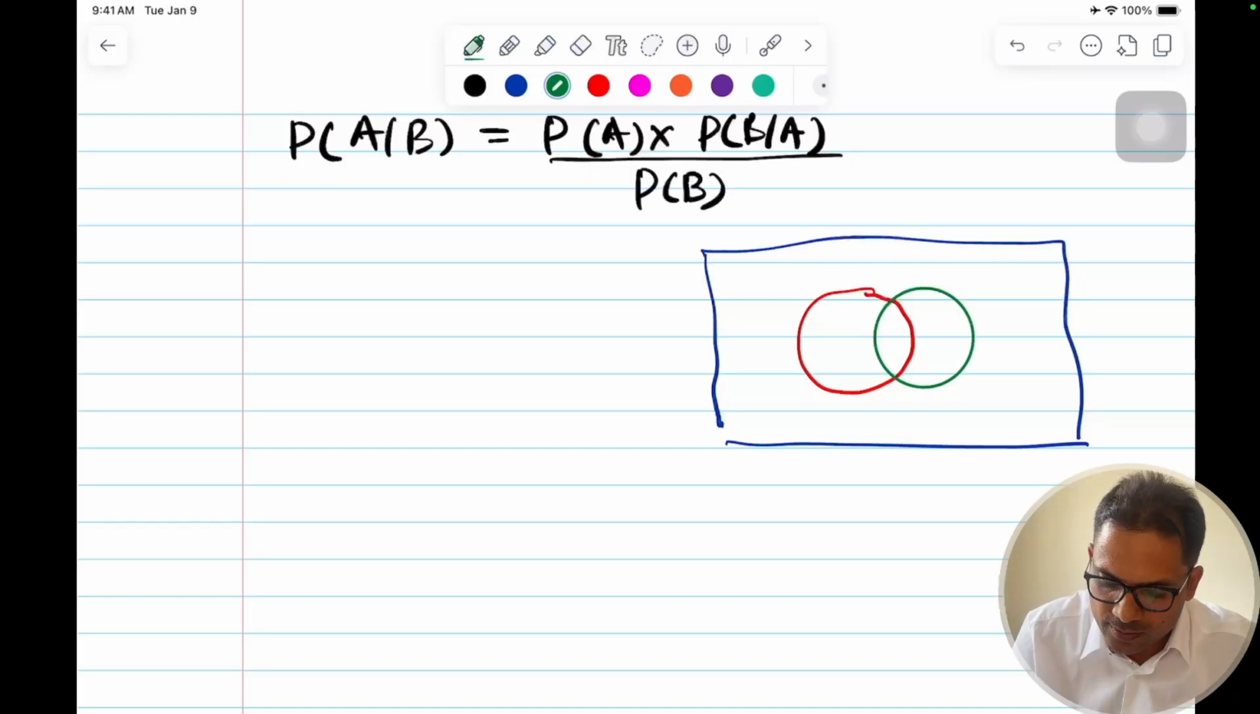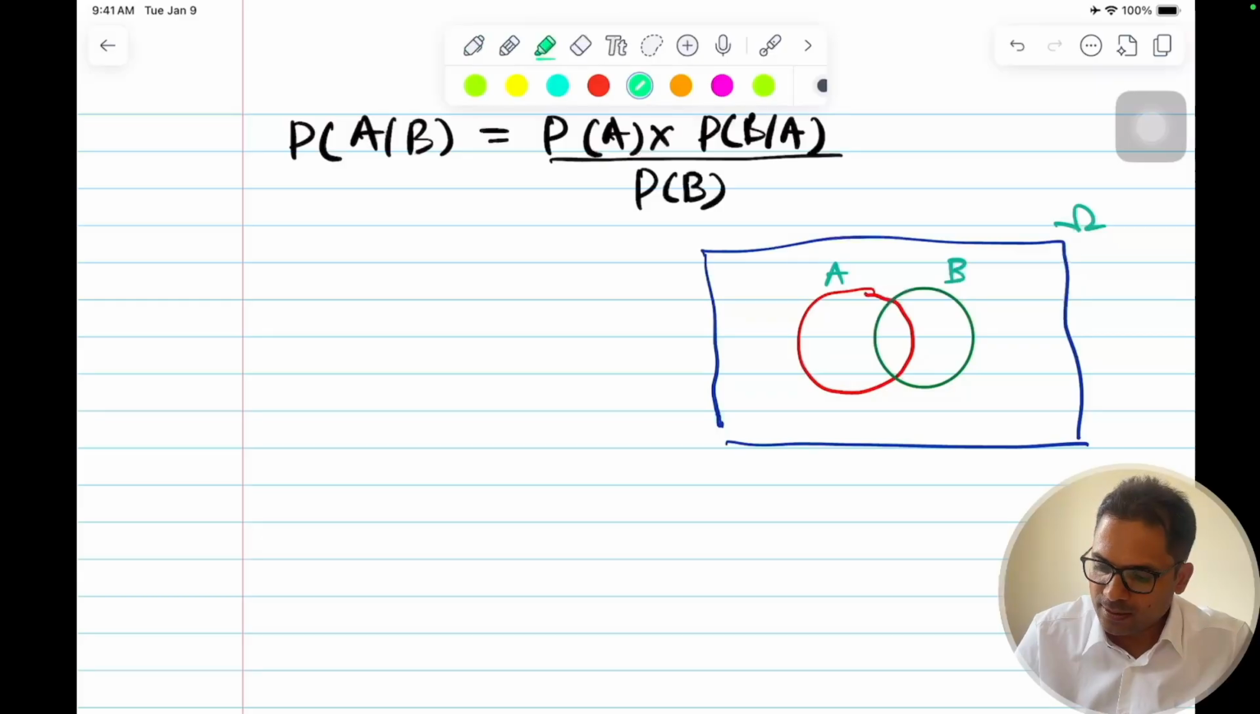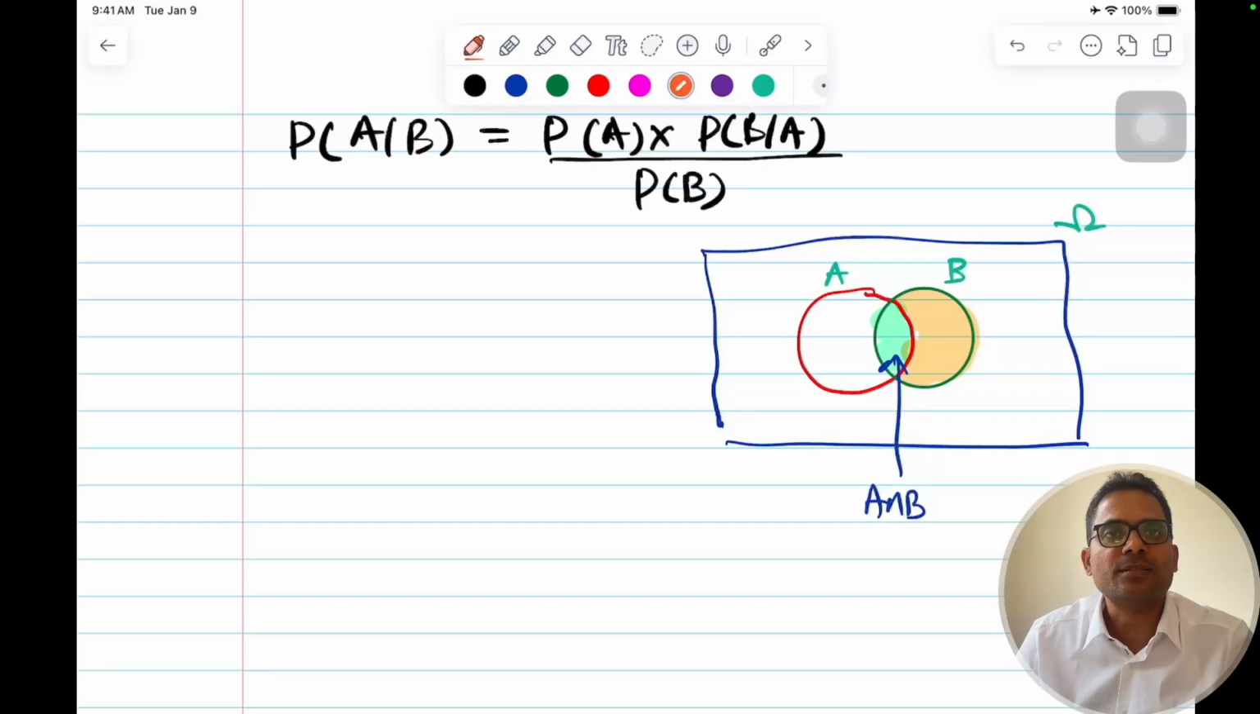Okay, so we have A, we have B, this is our omega, our sample space. Now how can we denote B here? How can we understand B? There are two parts. This is the one part of B, and then this is the rest of B. This we know is A intersection B.